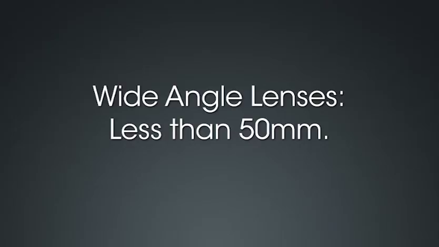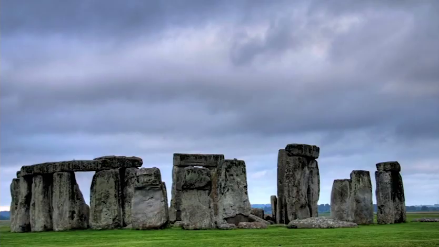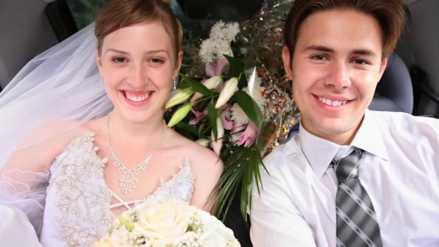Lenses that are less than 50 millimeters are considered to be wide-angle lenses. So the 24 to 120 that we just talked about could fall into the wide-angle range because it goes down to 24 millimeters. Wide-angle lenses are great for landscape shots as well as situations where space is limited and you want to include as much of a scene as possible.